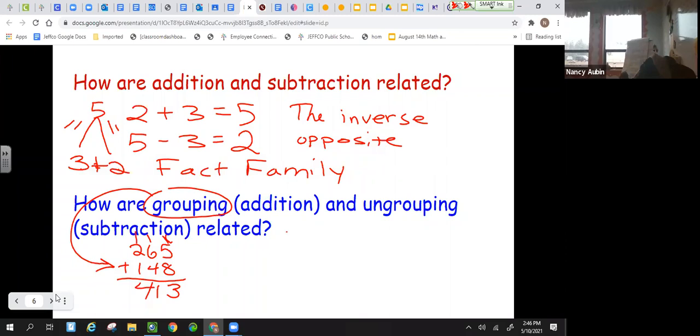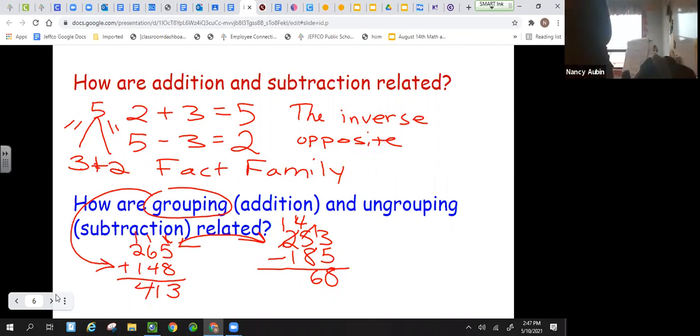For example, if I have 253 minus 185, watch what I gotta do. 3 minus 5 I can't do. I make that a 4. I have 13 minus 5 is 8. 4 minus 8 I can't do. Ungroup that 100, make a new group here, new 10. 14 minus 8 is 6. And then 1 minus 1 is 0. How are these similar, ungrouping and grouping? Turn to your neighbor. Share your thinking. How are they similar? Or how are they different? Compare them.